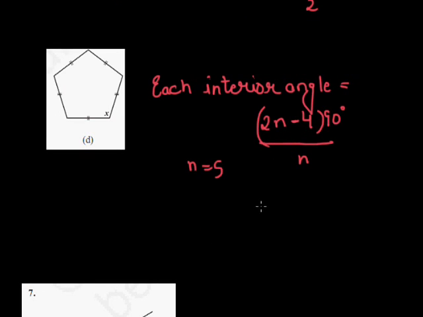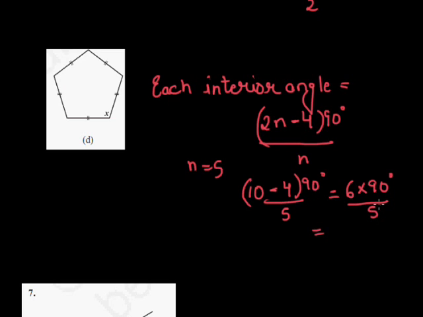So I can put the value of n in the given formula, that is (10 minus 4) into 90 degrees upon 5, that is 6 into 90 degrees upon 5. So I can cancel out, and the value of x is equal to 108 degrees. So I can find each interior angle by using the formula (2n minus 4) into 90 degrees upon n.